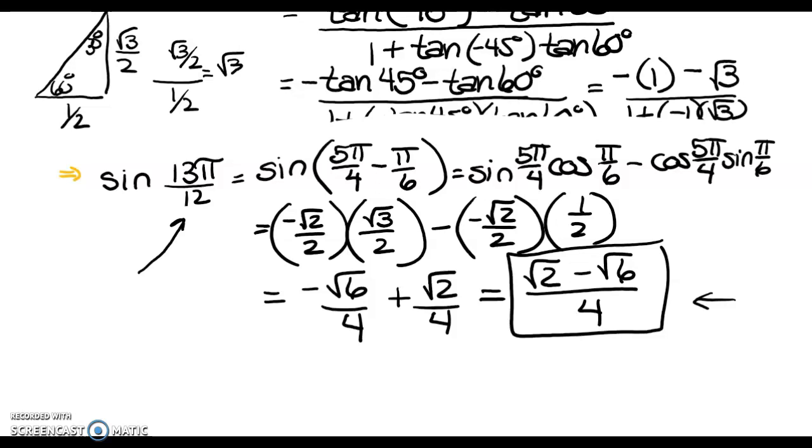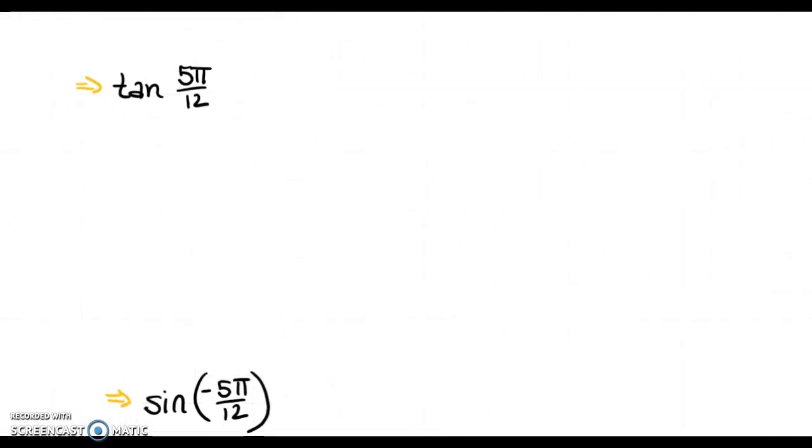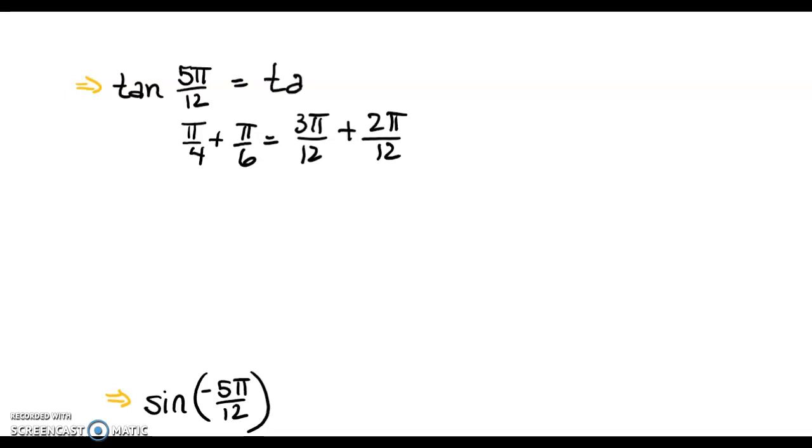All right, so let's move on to our next one. We have a whole bunch of other problems that we're going to do. So I need to find two angles that either add or subtract to 5 pi over 12. So let's do pi over 4 plus pi over 6. We'll test that out. That's going to be 3 pi over 12 plus 2 pi over 12. That's going to work.